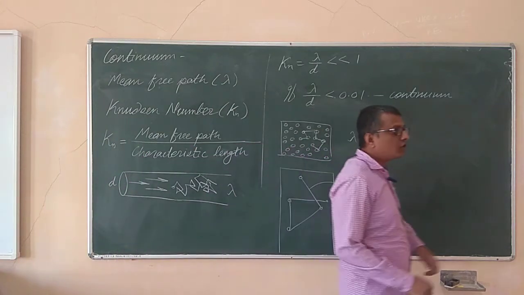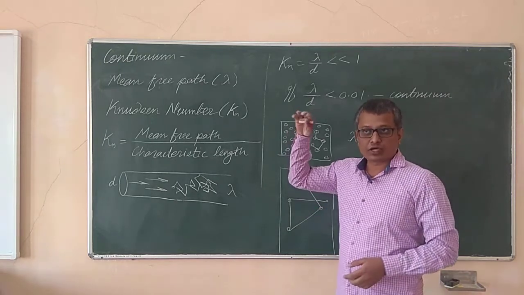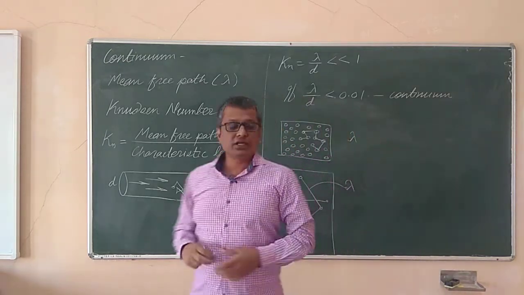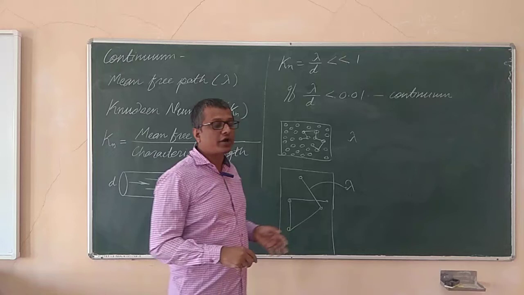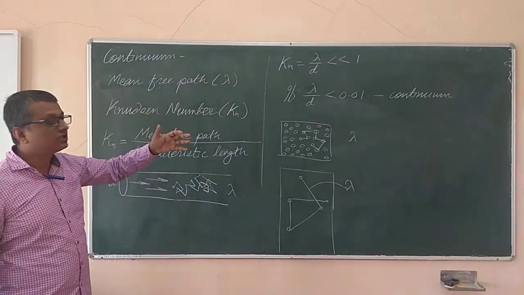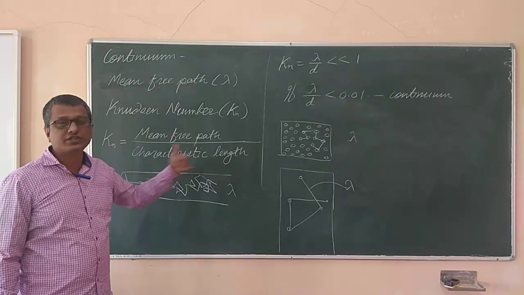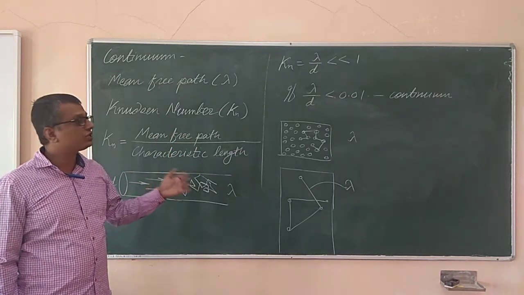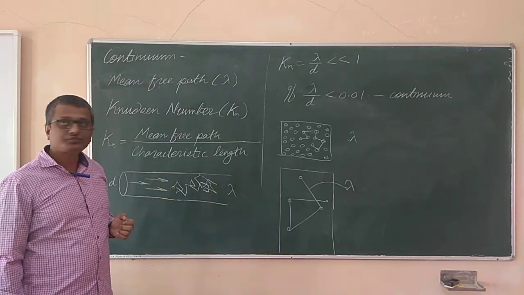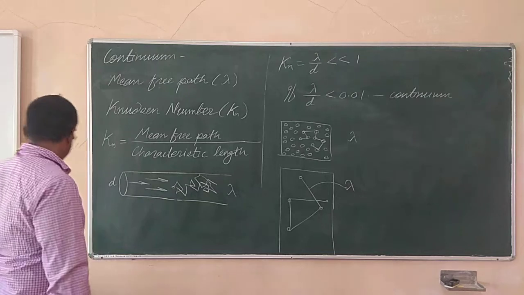For example, if we go to a height of about 100 km above the earth's surface, then the Knudsen number over there is close to 0.01, and above that level we cannot say the gas over there is a continuum. There is a variation in it. It may continuously keep on changing, right? So that's all about the Knudsen number.